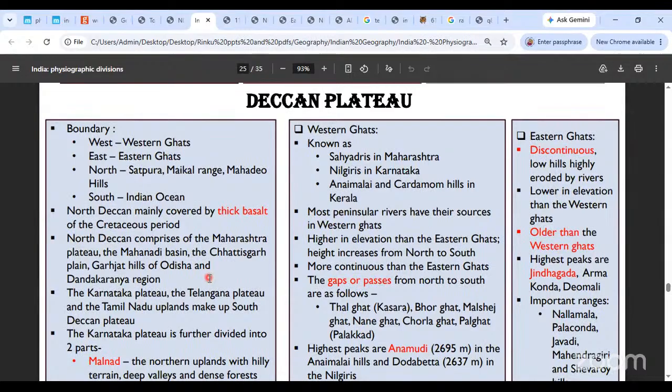So clearly the Western Ghats will be higher in elevation, and they will be far more continuous than the Eastern Ghats also. Okay. And remember about the Western Ghats, the height of the Western Ghats will always increase when you go towards the south.